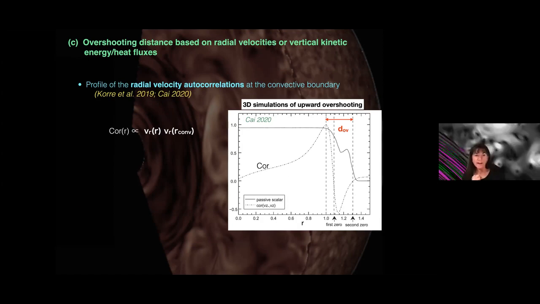Perfect. Yeah, and then we also have the possibility to determine overshooting distances based on the radial velocity profile or vertical kinetic energy. For example, here I quote the work by Cory et al. or Kai, where they use the autocorrelation of radial velocity, and you look at the behavior of this correlation, which is the product of radial velocity and the radial velocity at the convective boundary. At the second zero, you define an overshooting distance. So this is a way to define this overshooting distance.